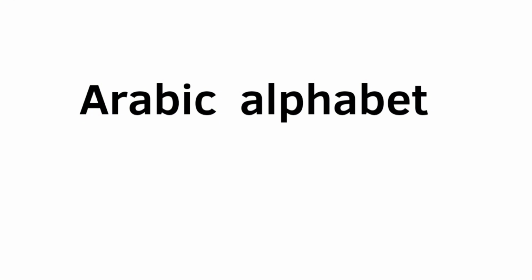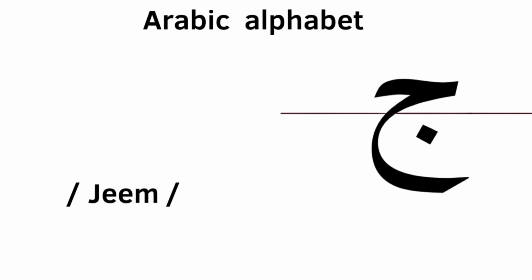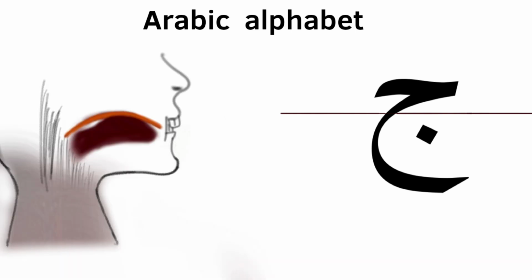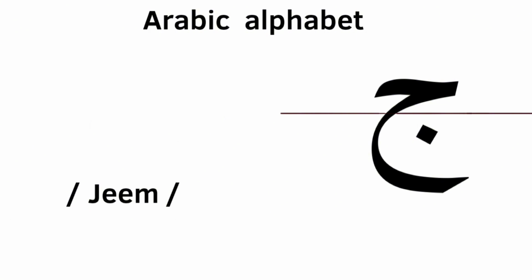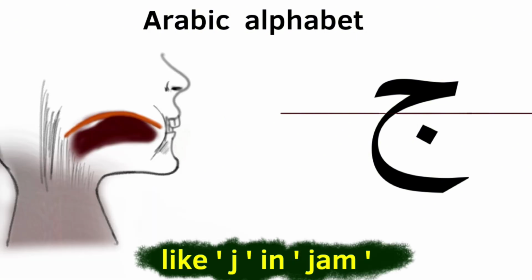We'll discuss the 5th and 6th letters in the Arabic alphabet. So the 5th letter in Arabic is جيم. Let's hear it again. جيم. That's the name of this letter, but its sound in speech is ج. Let's hear it again. ج.